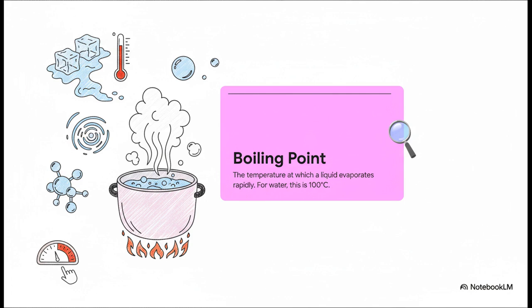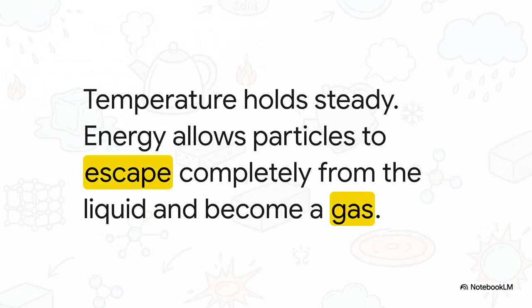And for water, we all know that one, it's 100 degrees Celsius. And there it is again, another perfectly flat line. Just like with melting, the temperature holds steady at 100 degrees. Why? Because now all the energy is being used to give those particles the final kick they need to escape and become a gas. So if there's one thing to remember, it's this. During a change of state, the temperature stays constant.